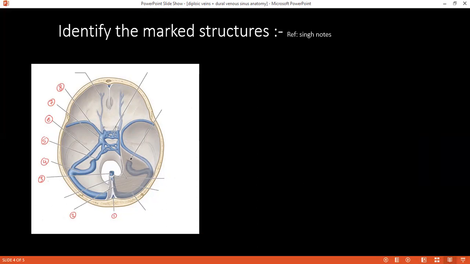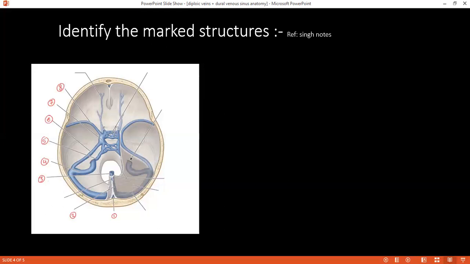Okay, 4. And 3 is the continuation of inferior sagittal sinus draining into the straight sinus. Number 4 is the sigmoid sinus. Number 5 is the inferior petrosal sinus. Number 6, superior petrosal sinus. Number 7 is cavernous sinus. Number 8 is sphenoparietal sinus.